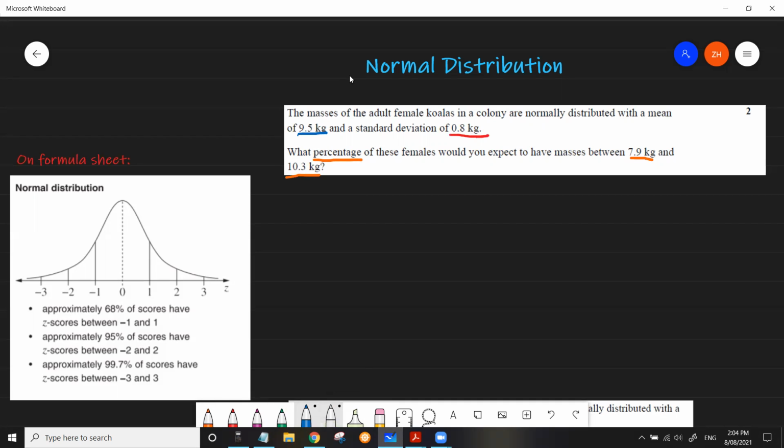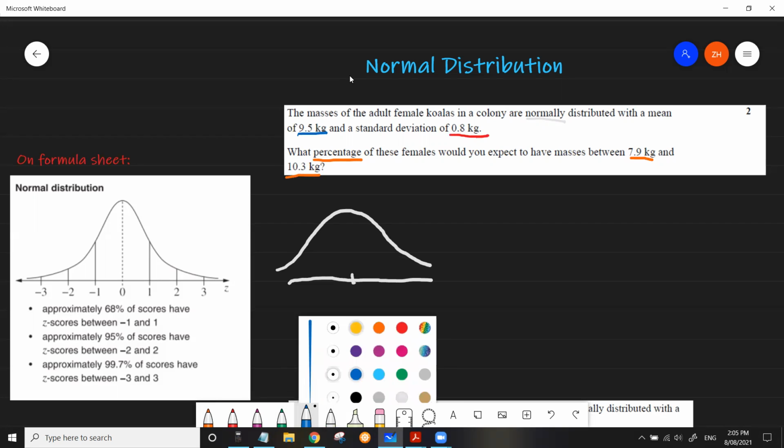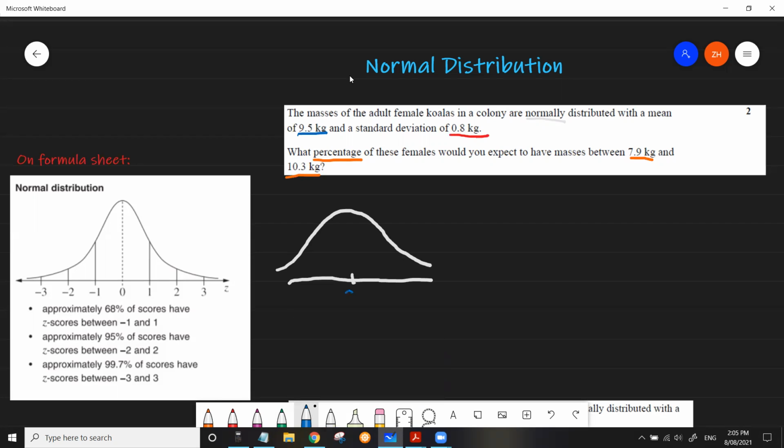Now, as soon as we see this term normally distributed, we're going to be drawing ourselves a nice little diagram. So we've got our bell curve, it doesn't have to be beautiful, and we're going to pop our mean, which was 9.5, in the middle of that bell curve. Now, using our standard deviation of 0.8, we're going to go to the right and to the left a couple of steps. Adding 0.8 to our 9.5 gives us 10.3, and subtracting gives us 8.7.